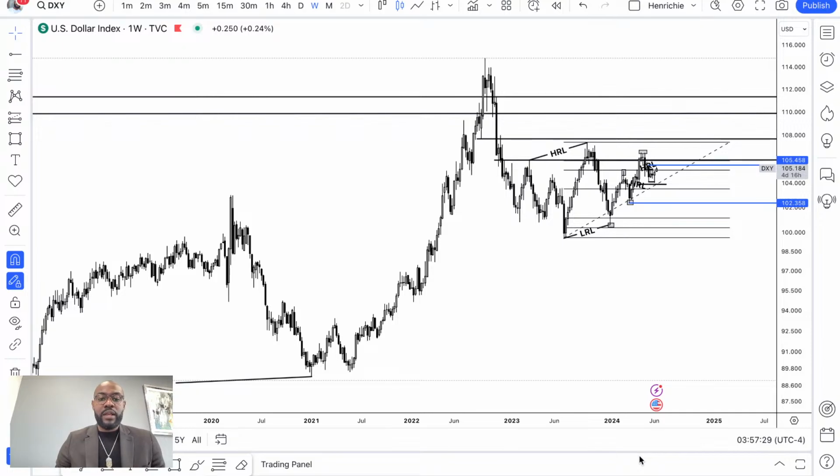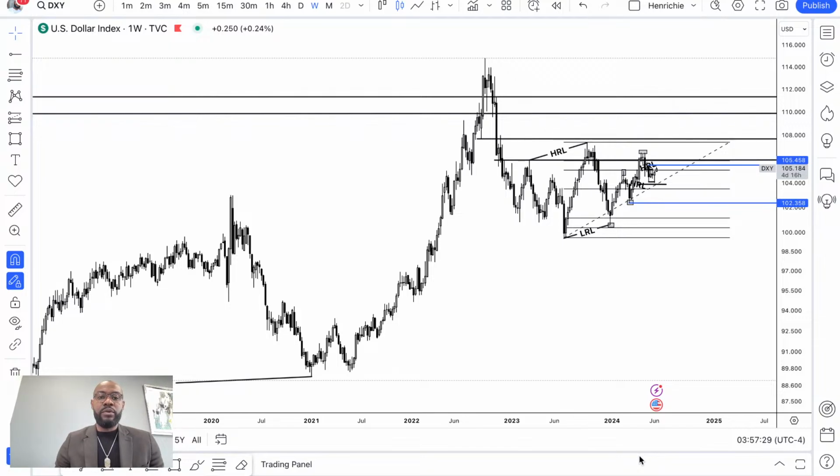So looking at the US dollar index, we can see as well, we have this buy side liquidity resting right here. And you can see how price rallied to the upside to take out that buy side liquidity. Right here, you can see that very clearly.